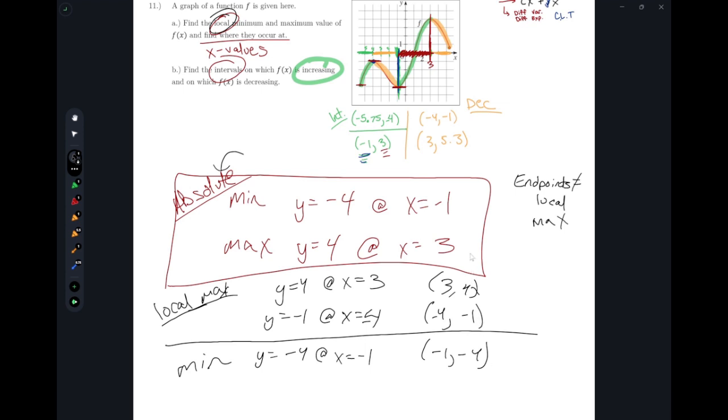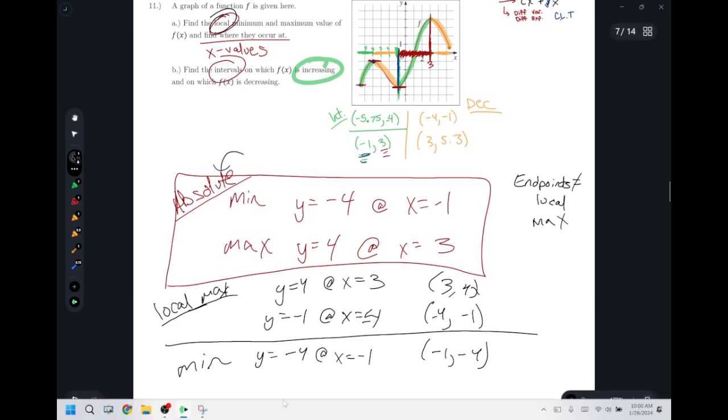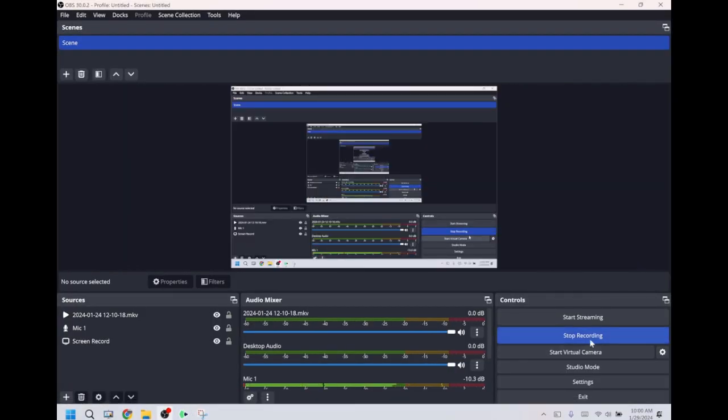Two o'clock. Take a little 5-minute break. Stretch your legs. Let your brain get some oxygen. Go outside, get some fresh air. You don't have to, but it's good for your brain. Take a 5-minute break. We'll get back to it.